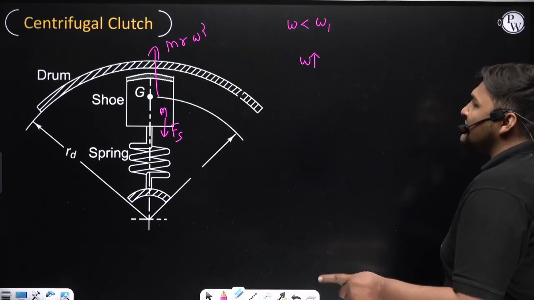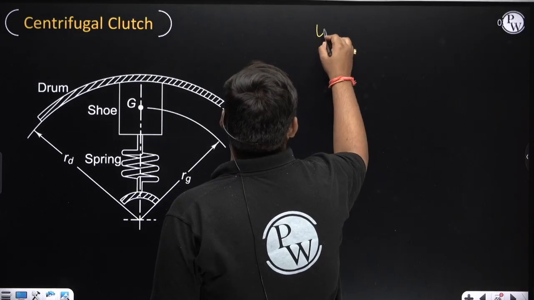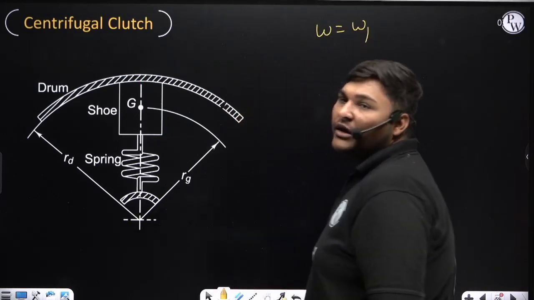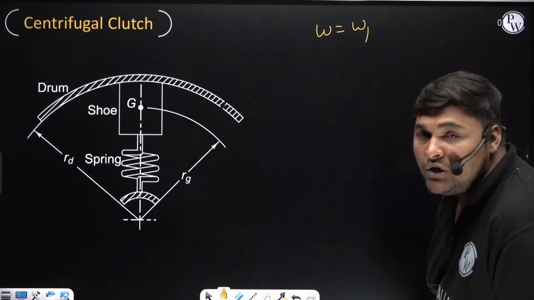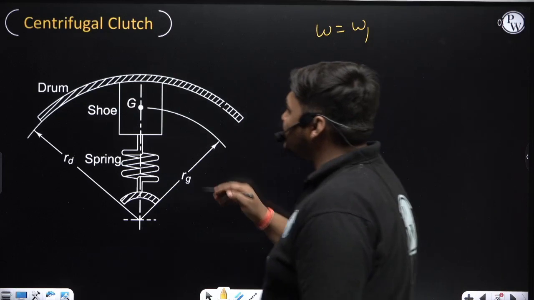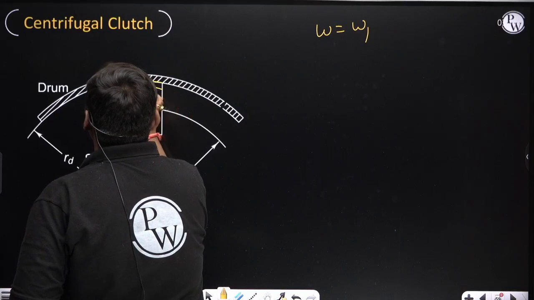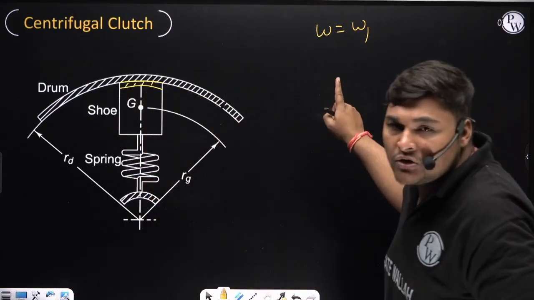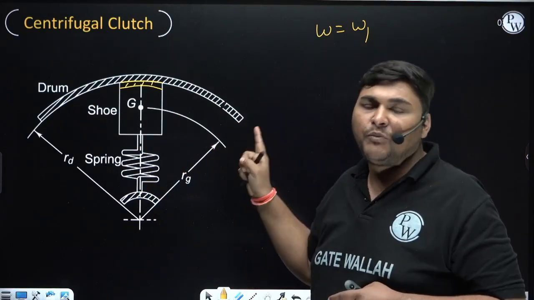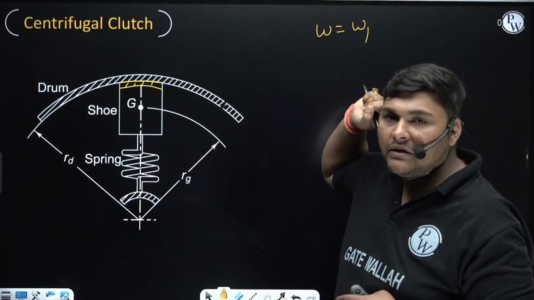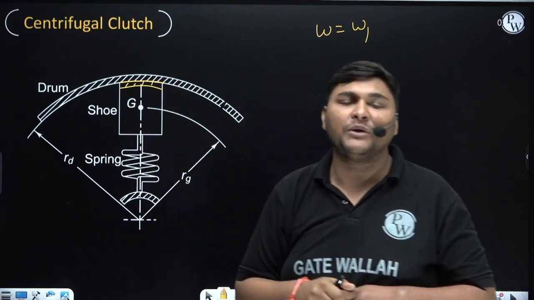Similarly, omega increases, or suppose we have reached omega equal to omega 1. What will happen when omega becomes equal to omega 1? At that instant, this friction lining will just touch the inner surface of the drum. Just touch means that up to this point also, the spring has elongated freely, when omega has reached omega 1, and the friction lining has just touched the inner surface of the drum.